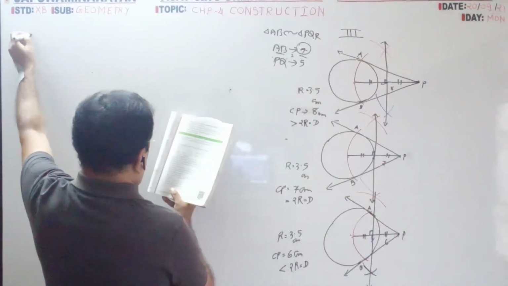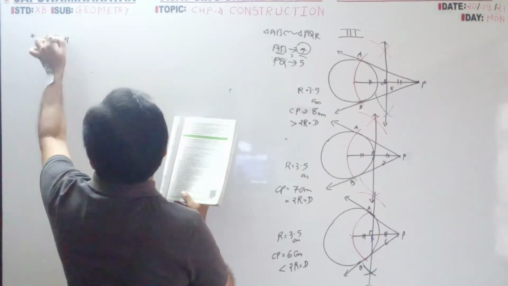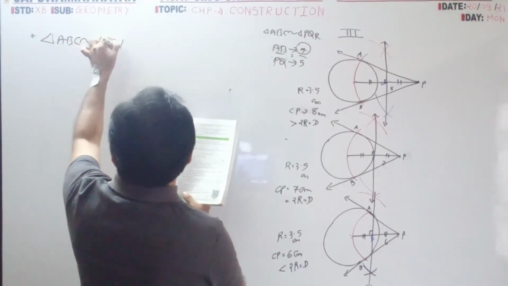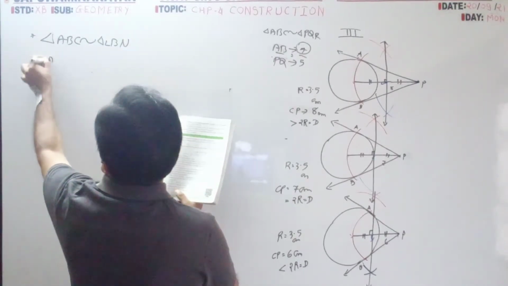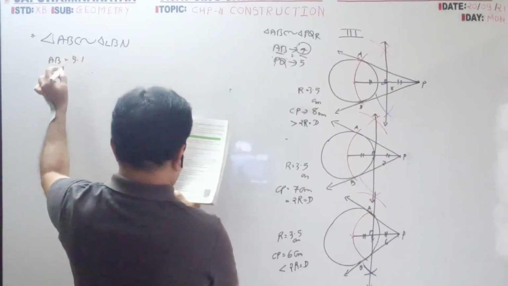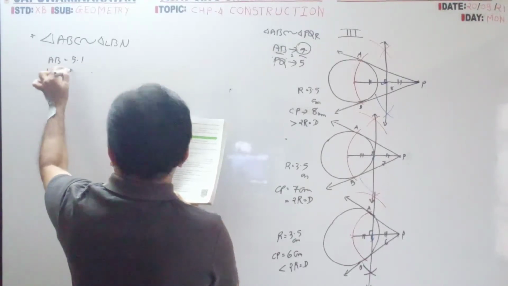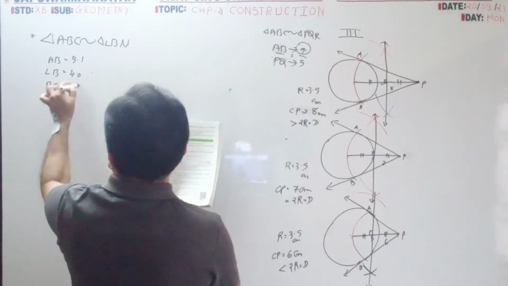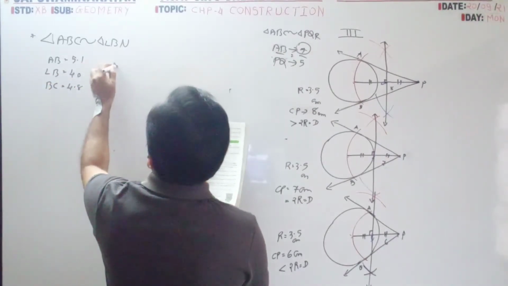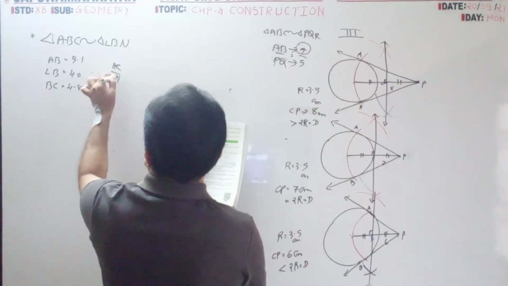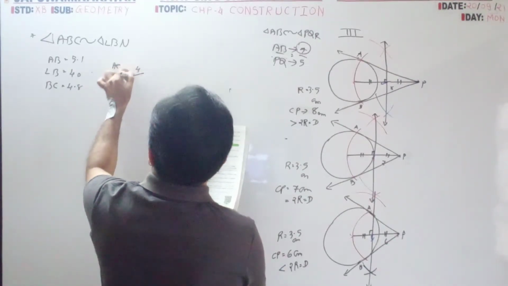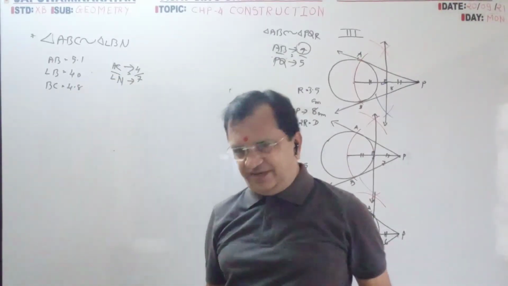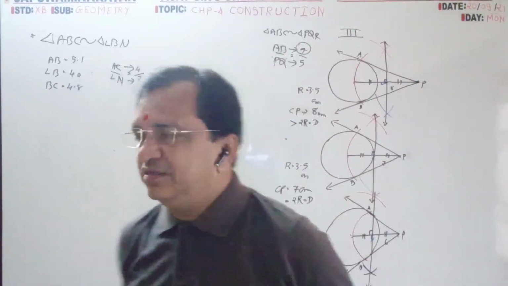Now number 7: triangle ABC, similar triangle LBN. AB is 5.1, angle B is equal to 40, BC is equal to 4.8, and AC by LN is 4 by 7. AC is 4, the new triangle has the side 7, so it is enlarged, a bigger one.